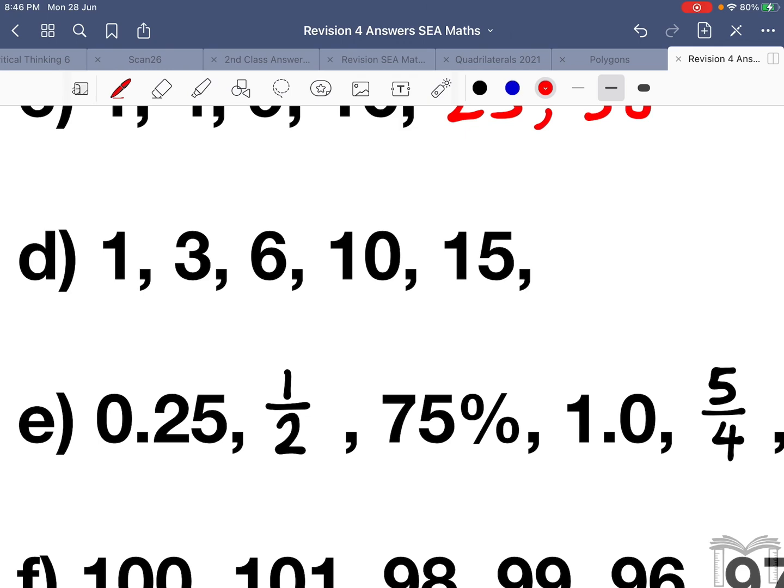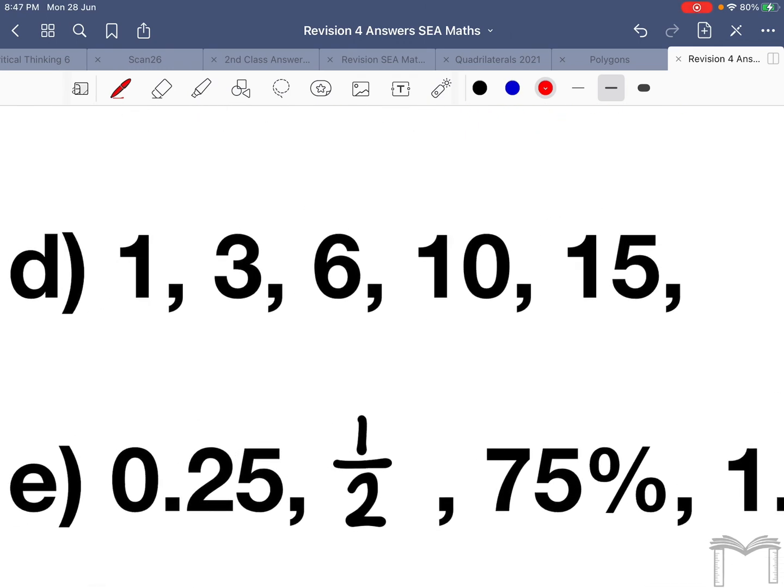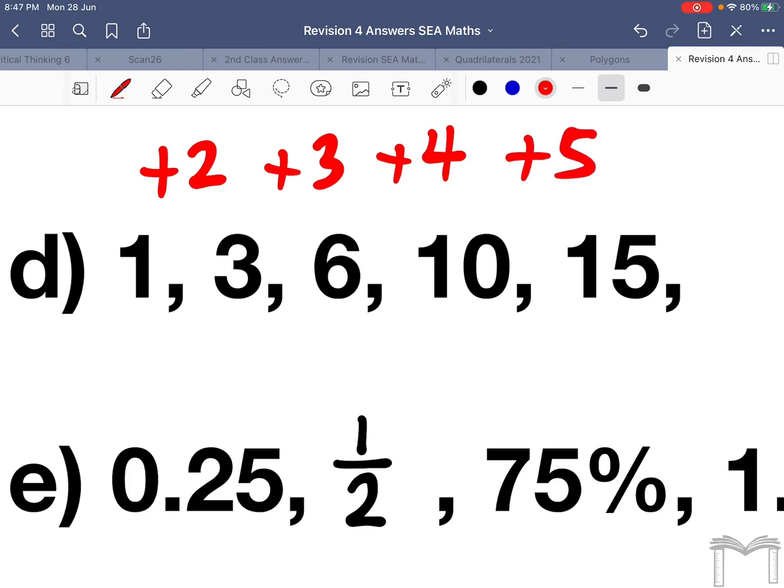Part D. So the numbers are increasing. So let's try addition again. 1 plus 2 will give us 3, or 3 minus 1 is 2. 3 plus 3 will give us 6. 6 plus 4 will give us 10. 10 plus 5 will give us 15.